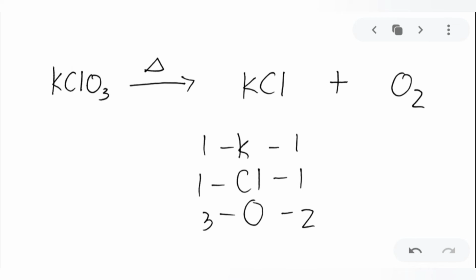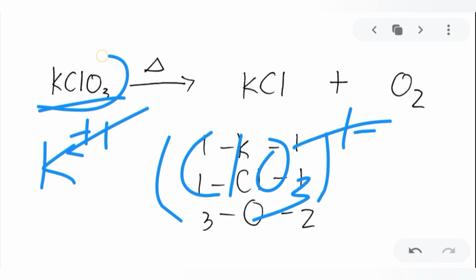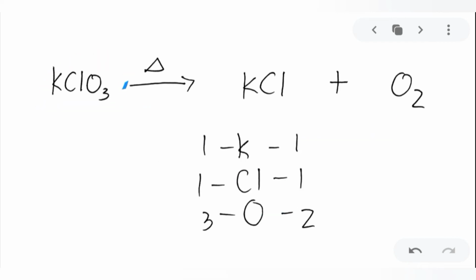So for example, I have here the reaction of potassium chlorate. How did we obtain this product? We have here the charge of potassium is positive 1, and then the chlorate is, we have here the negative 1, since that is an anion. And then cancel, you will have this product here. Every chlorate that decomposes or heated will yield a chloride and an oxygen gas.